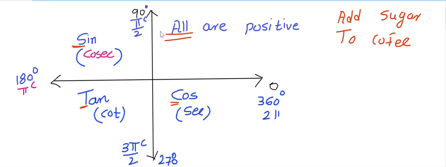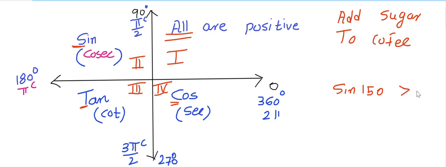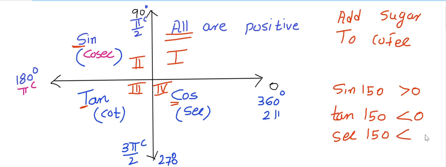You can remember it anyhow. Let's take an example and tell me whether the ratios are positive or negative. If I ask you the value of sine 150, is it positive or negative? We have to see where 150 belongs. It belongs to the second quadrant, so sine will be positive. But if I ask you tan of 150, 150 is in the second quadrant only, so tan is negative. If I ask you sec of 150, again sec is negative in the second quadrant, so it is negative.